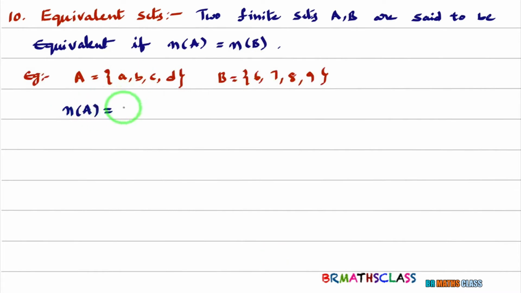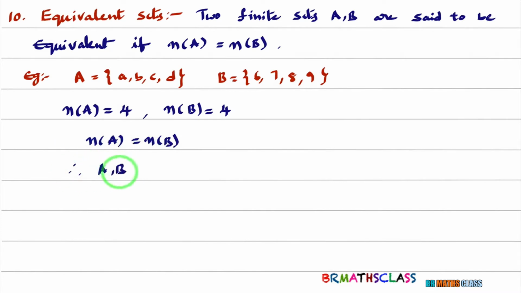Cardinal number of set A is 4 because 4 elements are present in set A. What is the cardinal number of set B? Set B's cardinal number is 4 because 4 elements are present in set B. As the cardinal number of set A is the same as the cardinal number of set B, we say that the sets A, B are equivalent sets.